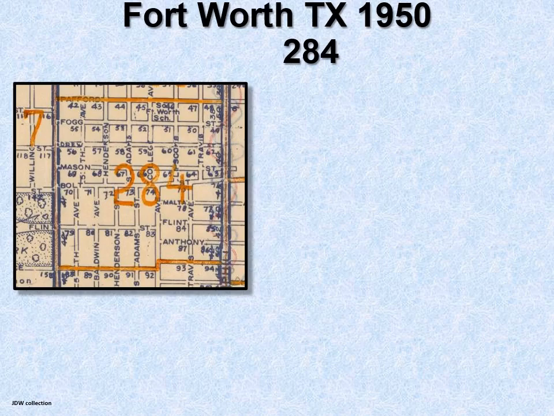So we're at Fort Worth, Texas in 1950. This is part of the map. The EDs, the numbers, are in orange, and the outline is in orange. The solid, really dark outlines are something called census tracts. We'll talk about that later. And you might think that the ED number is 284. It's not.